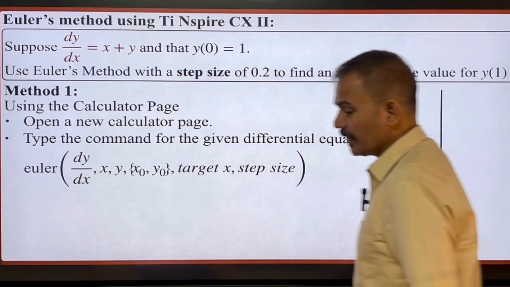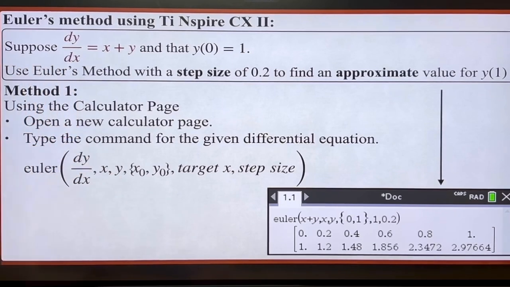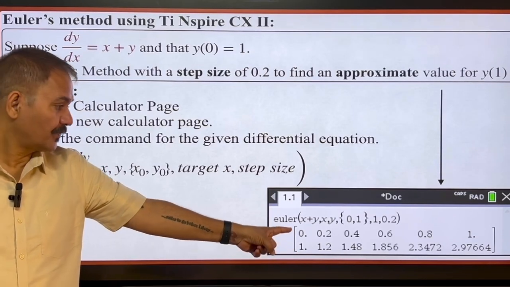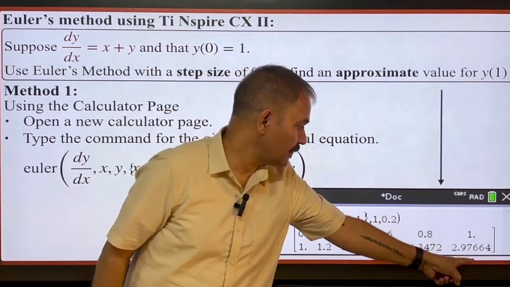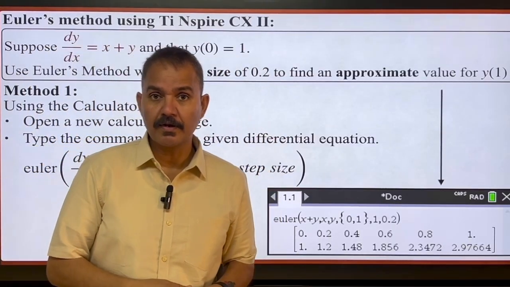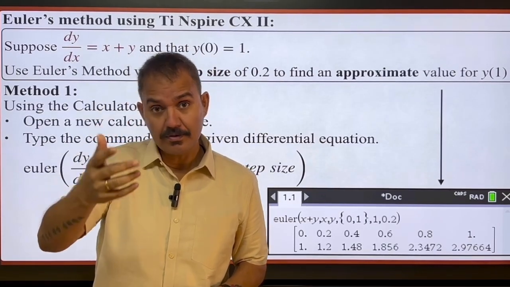So how will this look for this differential equation? It will be Euler x plus y, x comma y in curly brackets 0 comma 1, target x is 1 and step size is 0.2. Once you write this and enter, you directly get all the values. So corresponding to 1, the value of y is 2.97664. So that's how we can use the TI-Nspire CX II T calculator to work out Euler's method.